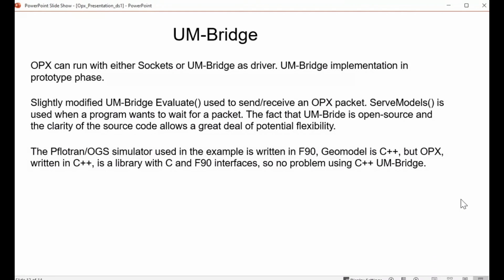The simulator, pFlowtran OGS, is actually written in Fortran, so you can add another language to the list of things that interface to Umbridge. The geomodel is C++, and we have Fortran and C++ interfaces around the OPX code, which is fairly trivial. OPX is a Fortran binding around a C binding around a static class, around an allocated class which holds the persistent state of the input and output.